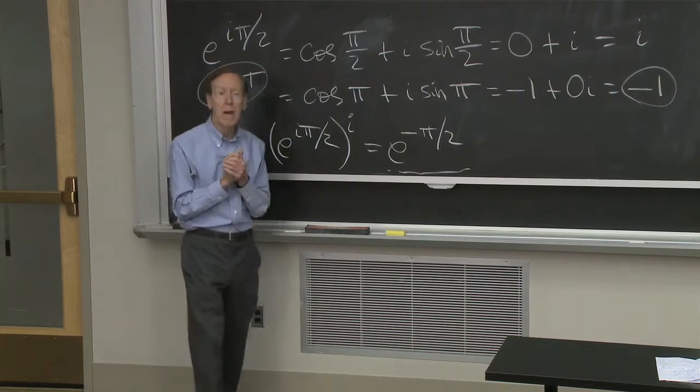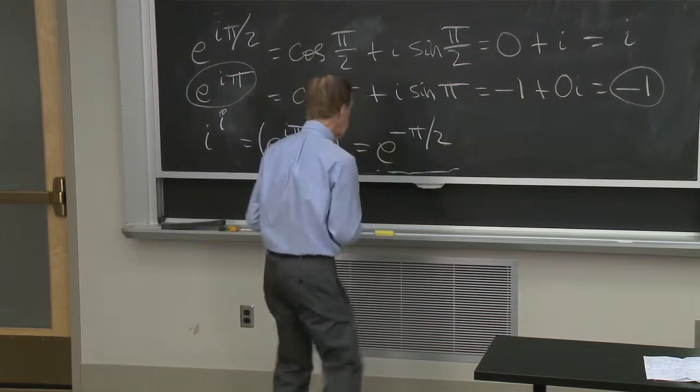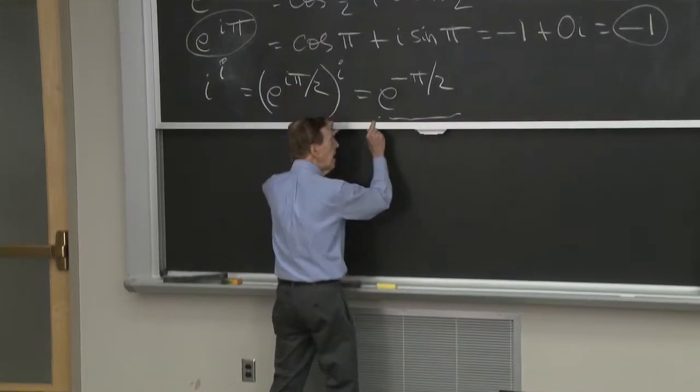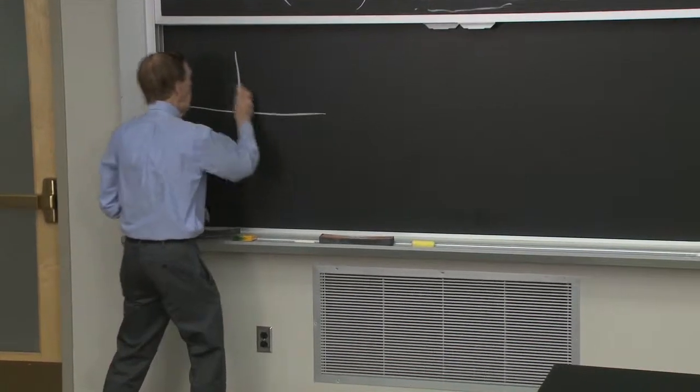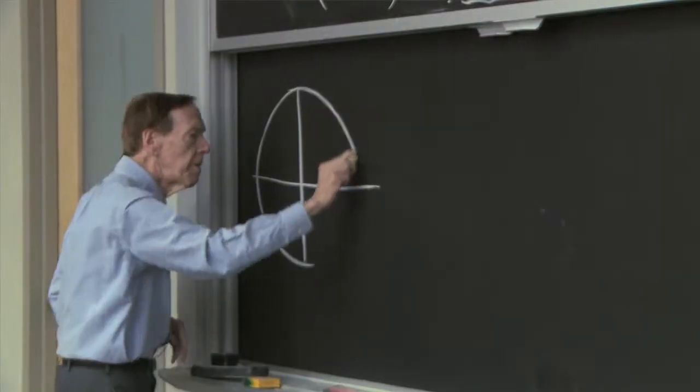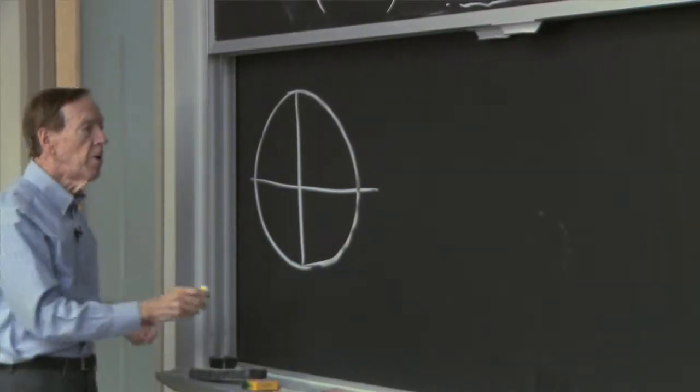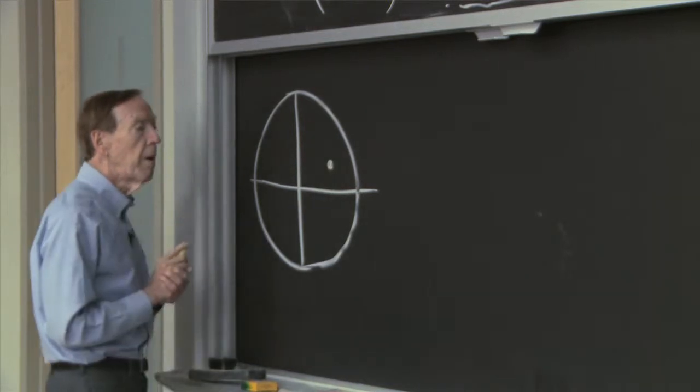Now, for the Mandelbrot set. Can I first ask a question to lead into the Mandelbrot set? Remember the complex plane. Remember the unit circle, the things of size 1. Suppose I start with a complex number there.